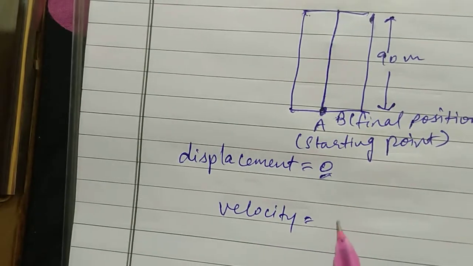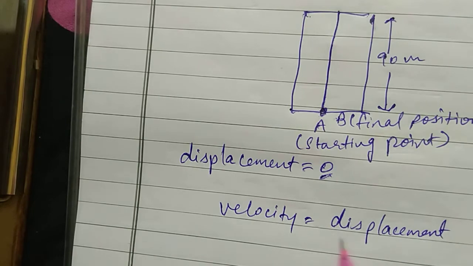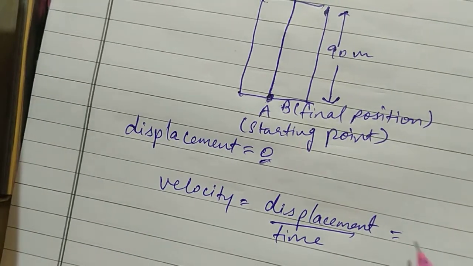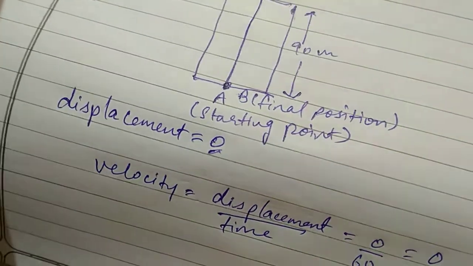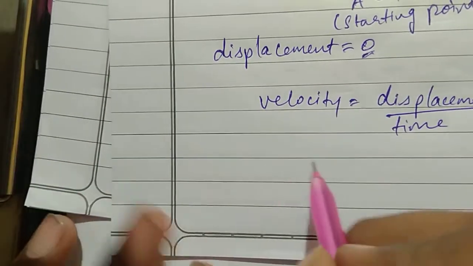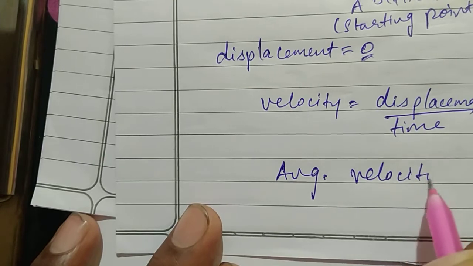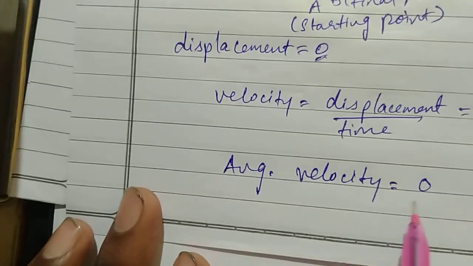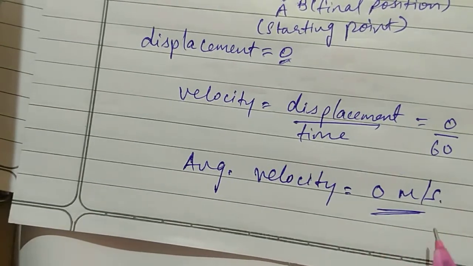Velocity શું છે? Displacement upon time. Correct? So what is displacement in this case? 0. Time, you say if it is 60 seconds also. So the answer would come 0. So your average velocity will be 0. Okay, 0 meter per second. This you should not forget.